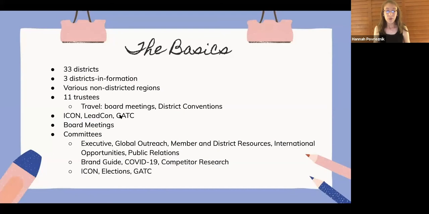Yes, so there are various international committees. They are broken down into the executive, the global outreach, the member and district resources, international opportunities, and public relations. So these basic committees will vary slightly year to year. An international board member will serve on one of them. They can either chair or serve as a member. And then we also have member representatives who are invited to share their service and leadership and mentorship during committee meetings.